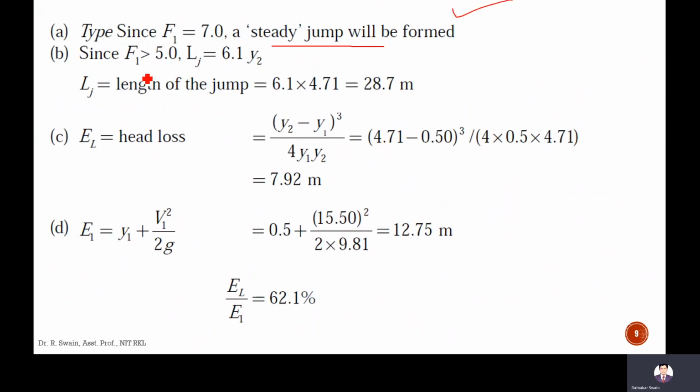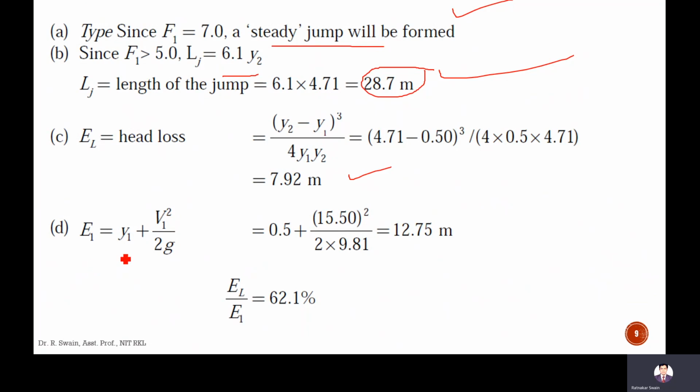Okay, and since F1 is more than 5, Lj will be 6.1 times Y2. That was already discussed just now. So Lj is calculated as 6.1 into 4.71, which is 28.7 meters. Then energy loss. Energy loss is calculated as Y2 minus Y1 whole cube divided by 4 Y1 Y2. This expression we know. Since we know Y2 and Y1, we can easily calculate 7.92 meters.